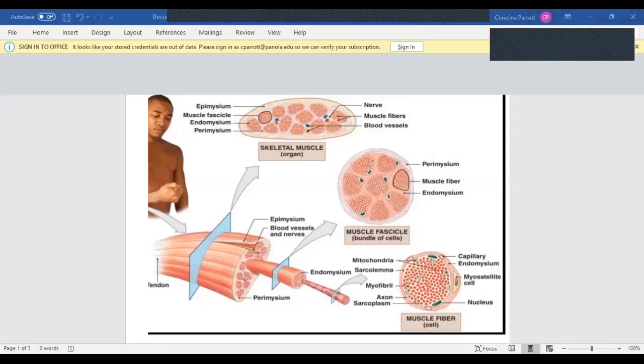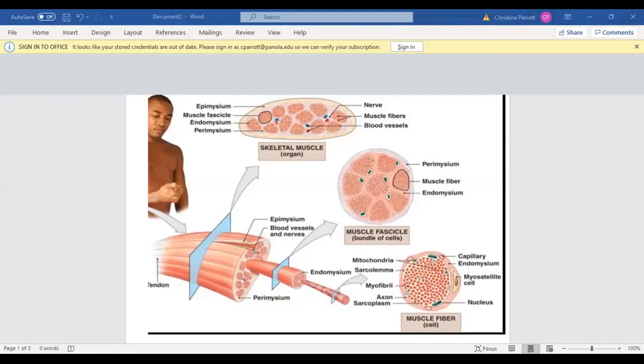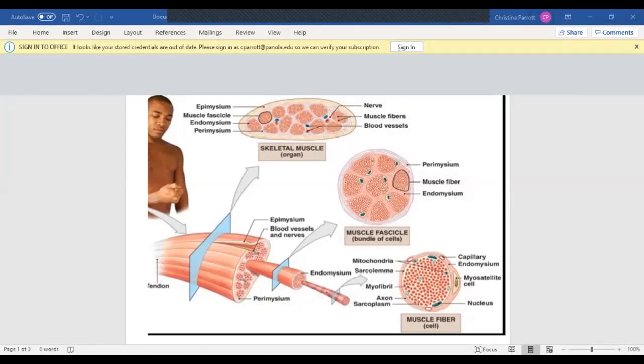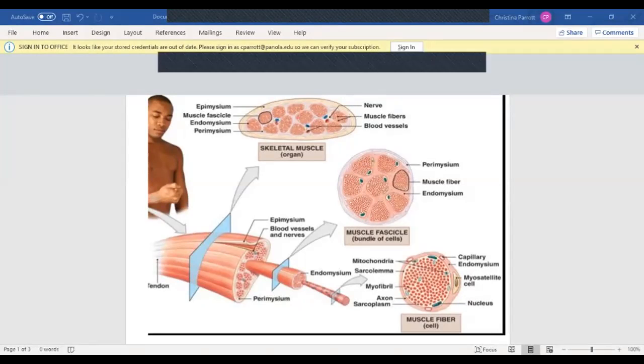Today we're going to be talking about the organization of a skeletal muscle, how a skeletal muscle forms, and the three types of muscle tissue. So on this first screen here, we're going to be talking about the organization of a skeletal muscle. But before we start that, I'm going to talk to you about tendons.